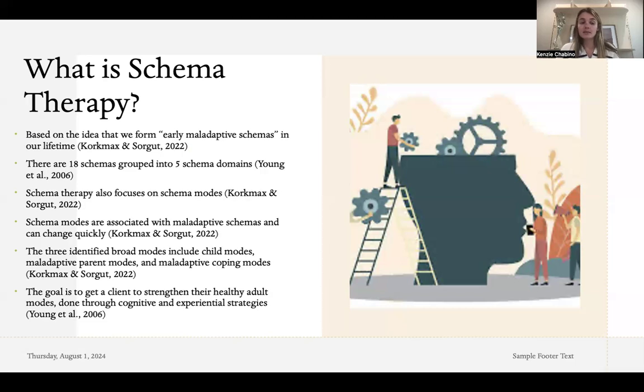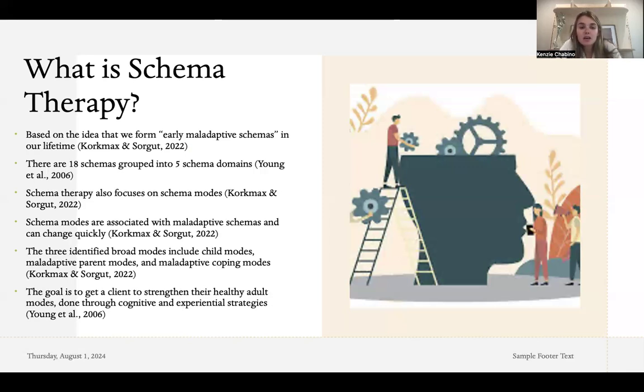So there are 18 schemas grouped into 5 schema domains. So basically 5 categories in which we could believe things about ourselves and the world, and 18 things sorted through those, getting more specific.